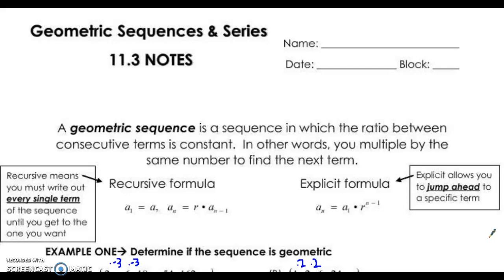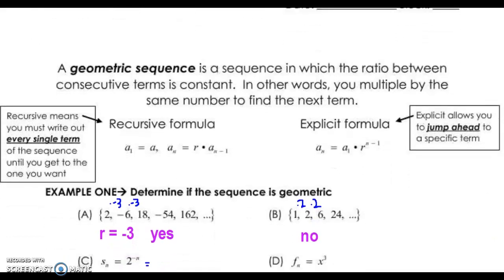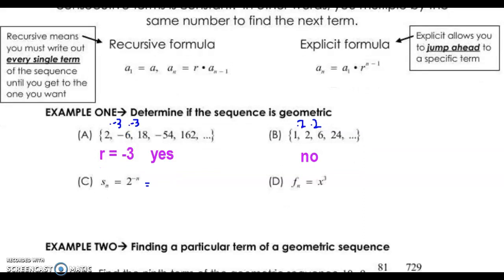So we have recursive and explicit formulas. With a recursive formula, you usually get one or sometimes two of the beginning terms, and then you have to write out every single term of that sequence until you get the one that you want. With an explicit formula, you can jump ahead to the specific term that you want. It depends on what information you're given. So let's go with example one.